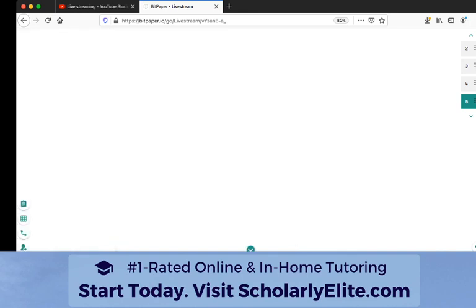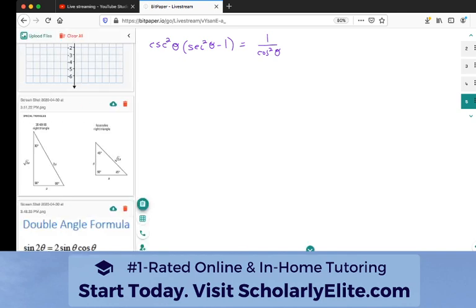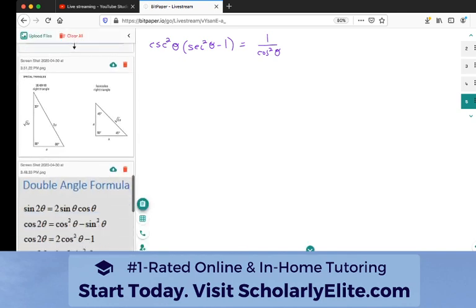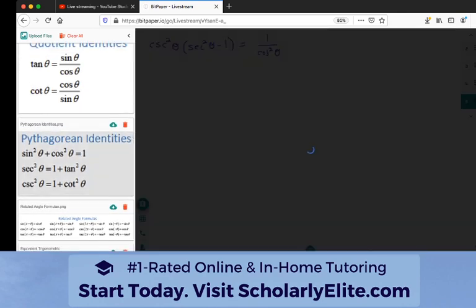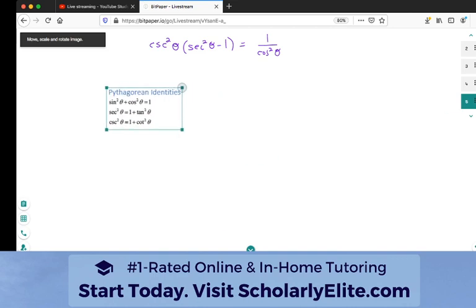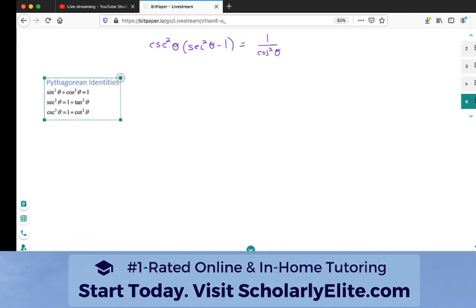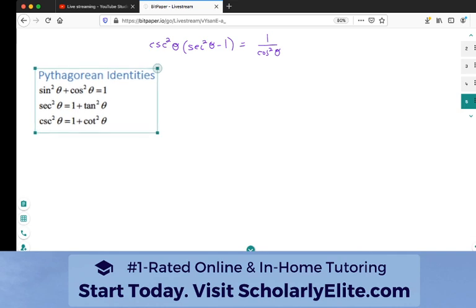Let's take a look at this. If we've got cosecant squared of theta times secant squared of theta minus 1 equals 1 over cos squared theta. Before we get started on this identity, we want to pull up some of our more important identities, the Pythagorean identities. So this one right here. Let's take a look.